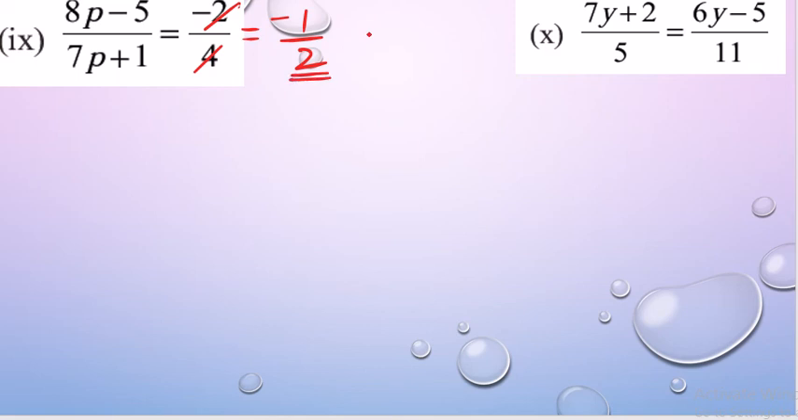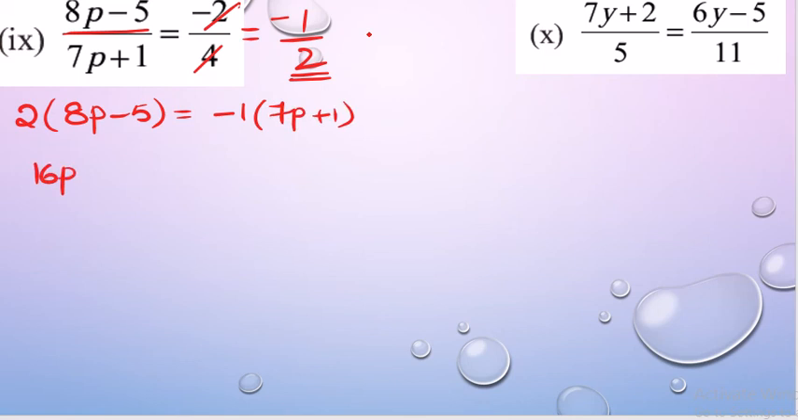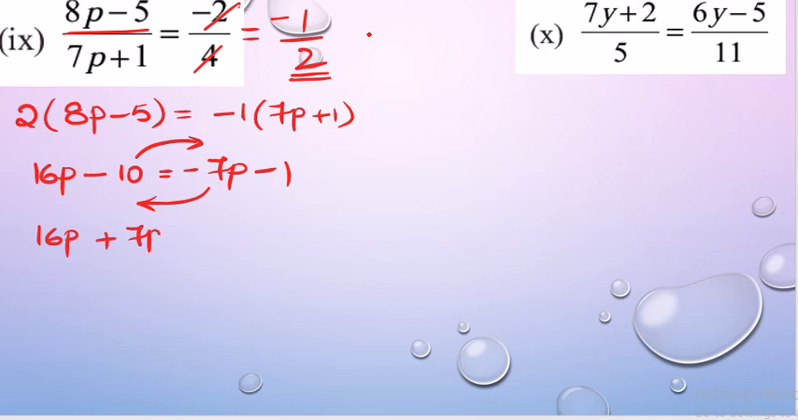So 2 is multiplied with the numerator. So 2 into 8p minus 5 is equal to minus 1 into 7p minus 1. When you multiply, 2 8s are 16p minus 2 5s are 10, is equal to, when you multiply with minus 1, minus 7p minus 1. So transpose this minus 7p to the left hand side and minus 10 to the right hand side. So what I am going to get? 16p plus 7p is equal to minus 1 plus 10.